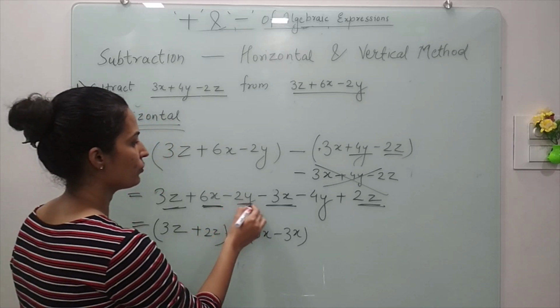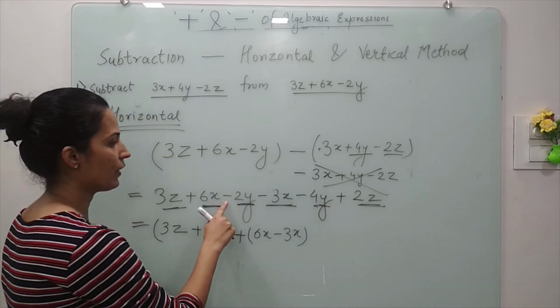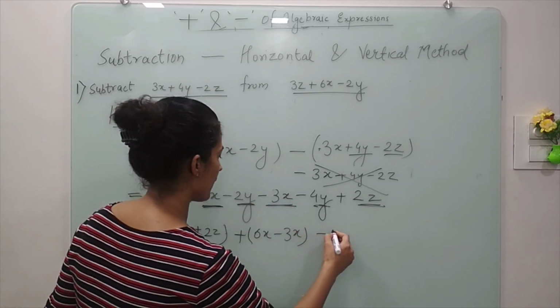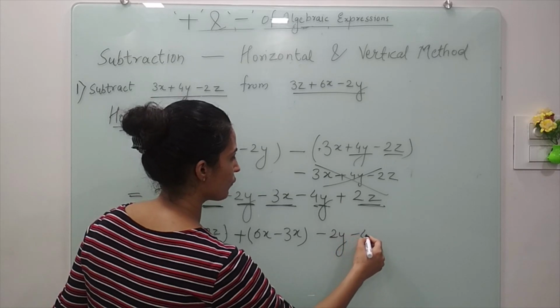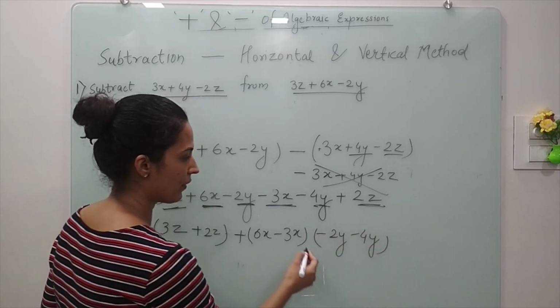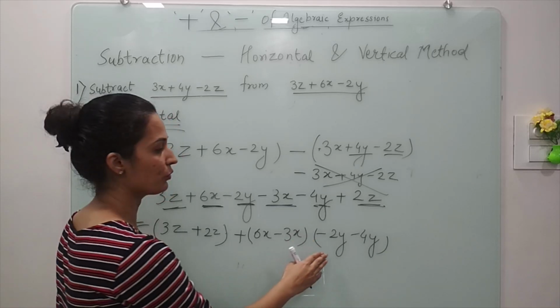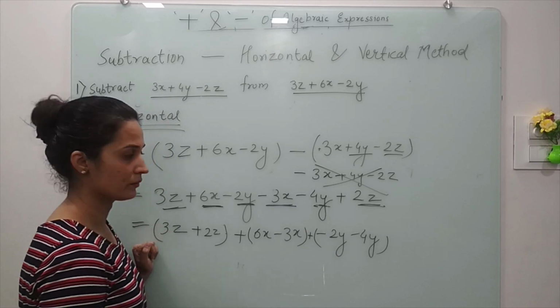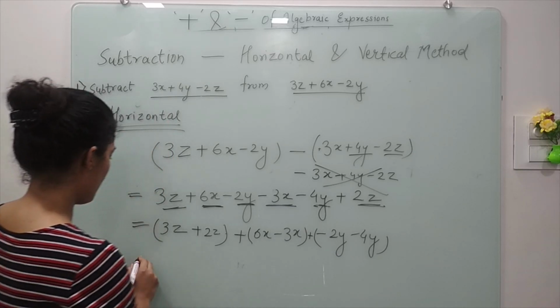Then this is 2y and 4y. Be careful when you take the signs. This is minus 2y minus 4y. I cannot write it like this. I have to have some sign here. If you want to group them and put them in the brackets, please put a plus sign here. Okay. So now let's see.